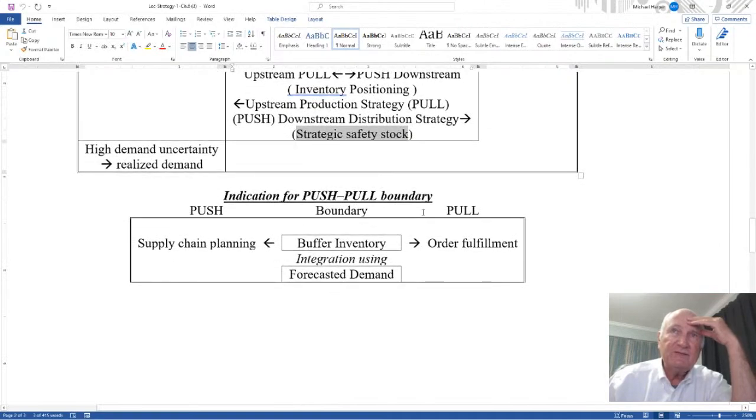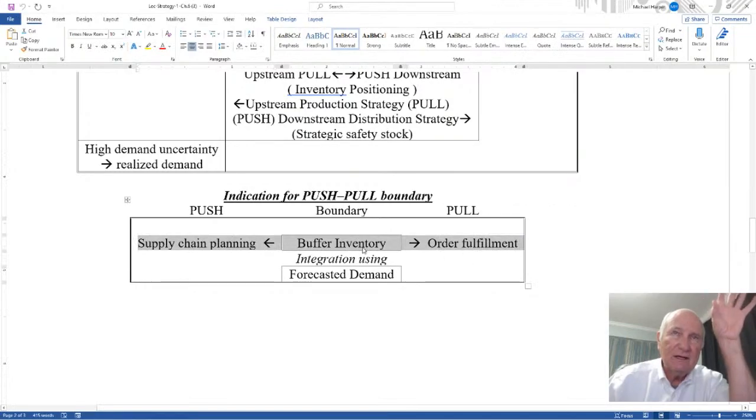Okay, therefore the indication for the push-pull boundary is that the push is the supply chain planning, and the pull is order fulfillment. These are what will be the focus. And down in the middle here you have something called buffer inventory or safety stock, and this buffer inventory is the boundary between your supply chain planning and order fulfillment. And so this is integration using forecasted demand. So your boundary right here is where your buffer inventory is. You're buffering between the push system and the pull system, and that's the integration of the forecasted demand and the realized demand.